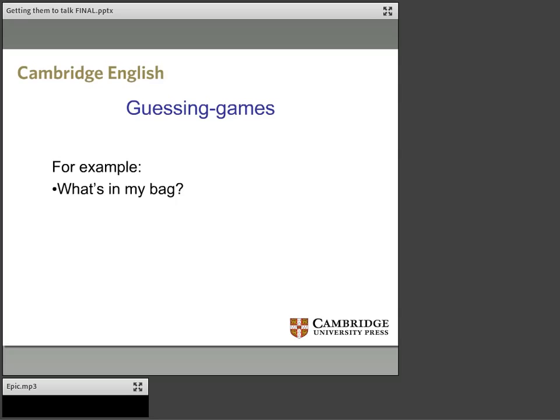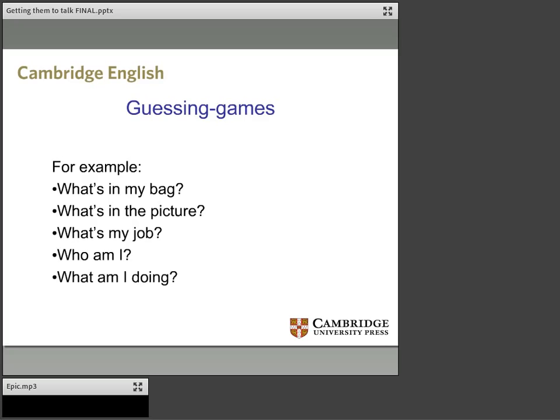All sorts of things like what's in my bag. The teacher at the lower levels with children: what do I have in my bag? What's in the picture? What's my job? I have to guess what the profession is. Who am I? A celebrity. What am I doing? A mime, and so on. There's an enormous variation in these.